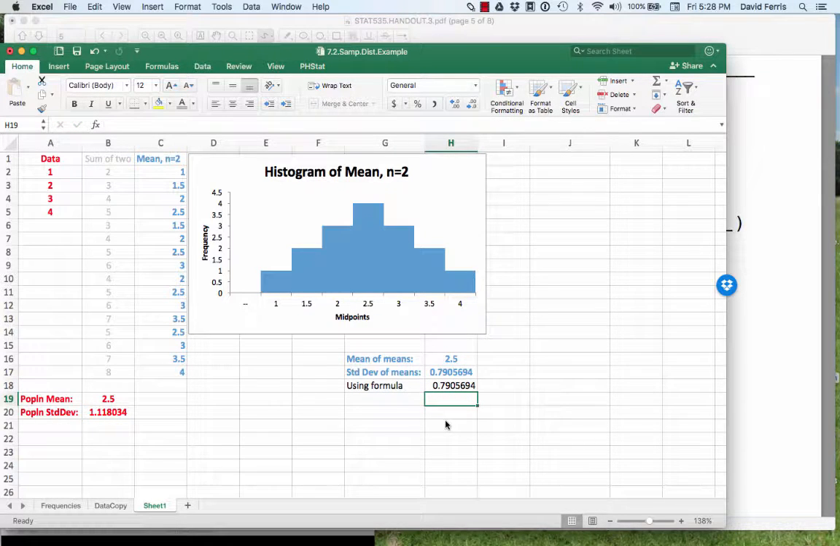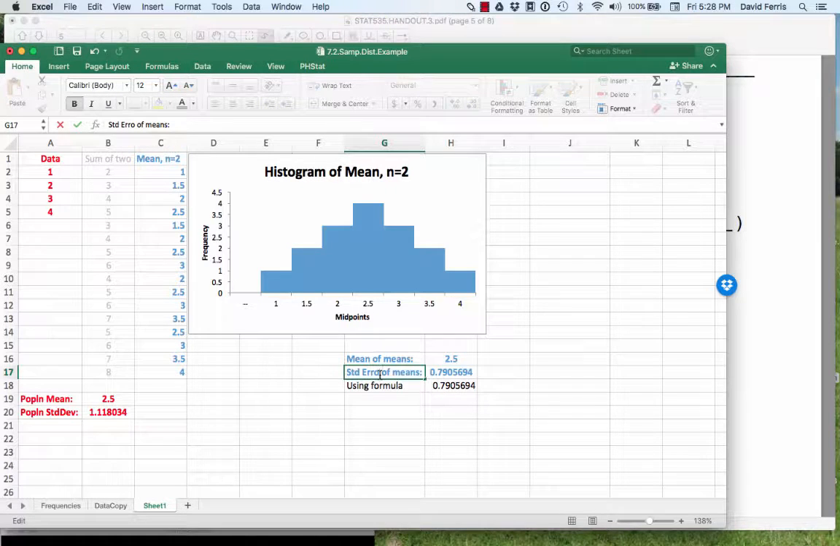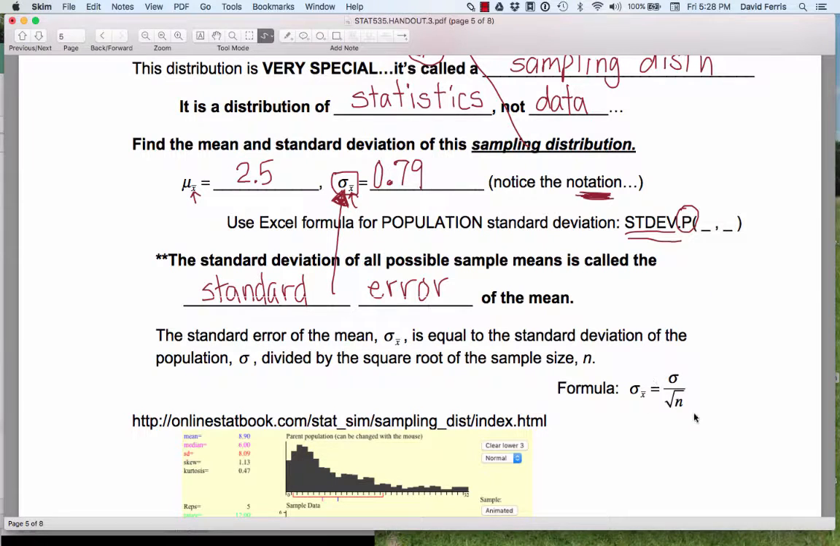So there is a shortcut for finding the standard deviation of the sampling distribution, which we're now going to call the standard error. In fact, I should probably make that correction right here. This is going to be called the standard error of the means. The standard error of the means can be found by taking the standard deviation of the population and dividing by the square root of the sample size. So that's what this next formula is showing us, a shortcut to find the standard error of the mean.